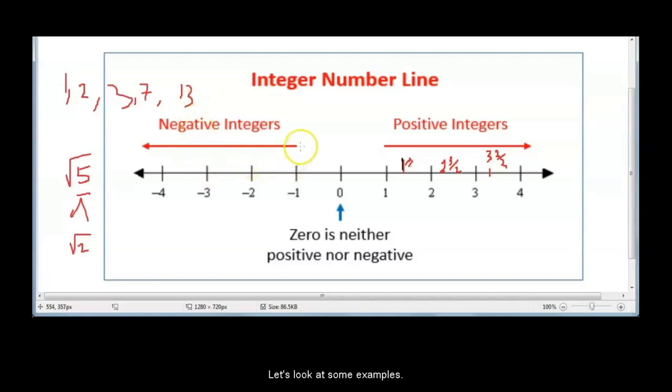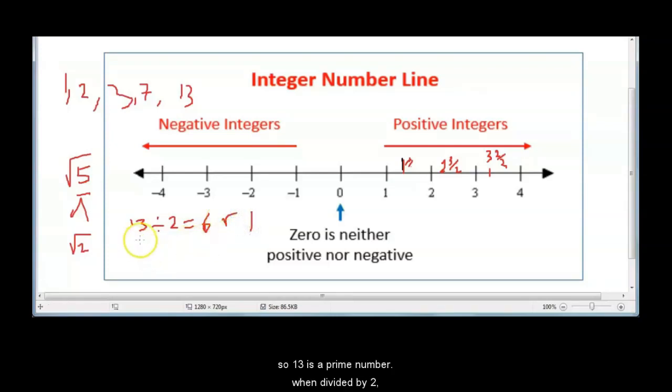Let's look at some examples. Okay, let's pick 13. 13 divided by 2 is equal to 6, remainder 1. So 13 is a prime number because when divided by 2 we have a remainder of 1. The same applies to all other prime numbers.